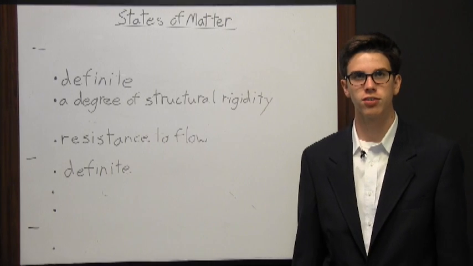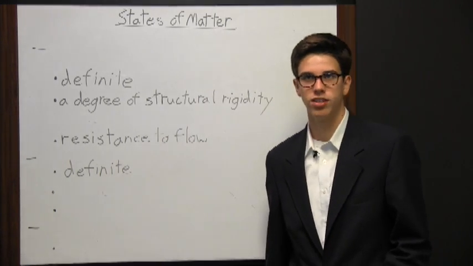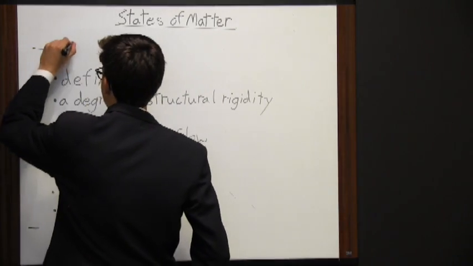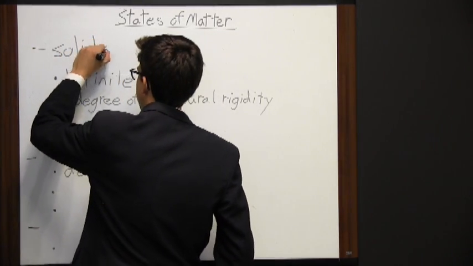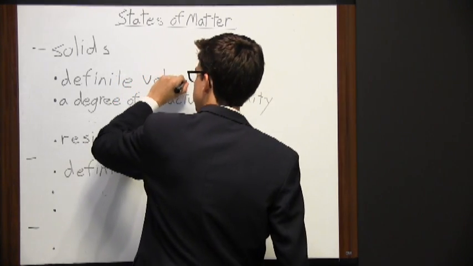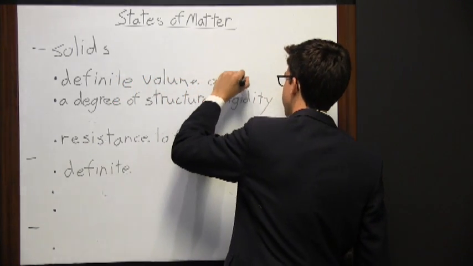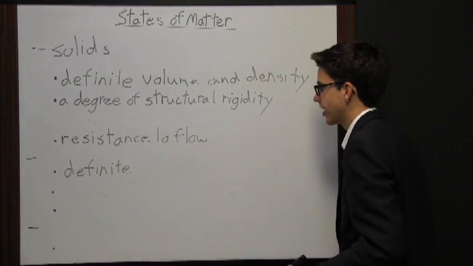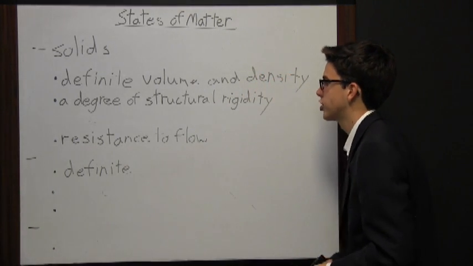The three classical states of matter are solids, liquids, and gases. So first we're going to look at solids, and we're going to look at some of the characteristics of a solid. So solids have a definite volume and density. So we would say they have a definite volume and density at a given temperature and pressure.